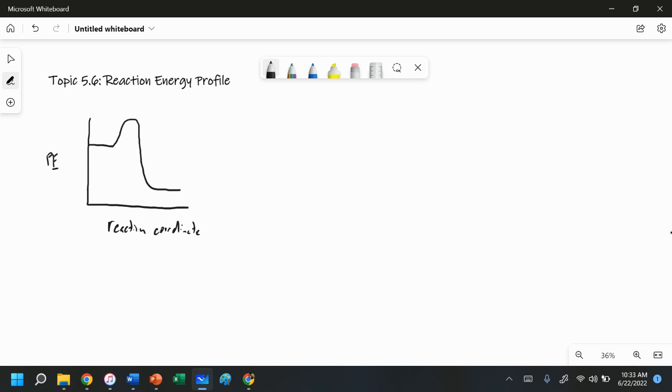So let's label what everything means in here. So we have reactants that we started with. So reactants are always on the left side. Products are always going to be on the right side of the reaction coordinate. The energy difference between the reactants and the products is going to be our enthalpy change for this reaction. So I'm going to draw a dotted line just to show where the energy is of our products. The energy difference from the reactants to the products is our enthalpy change.